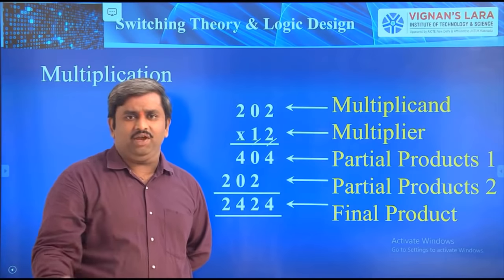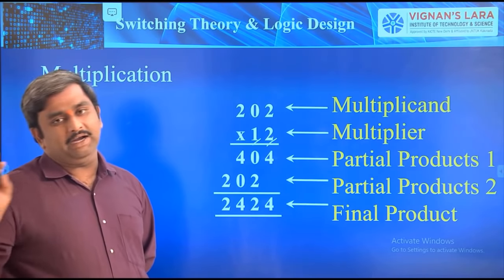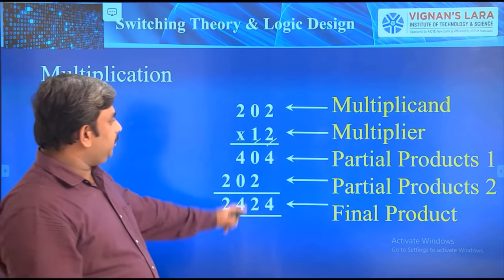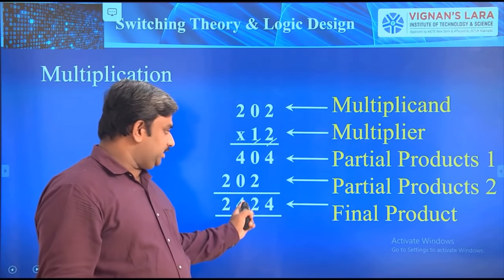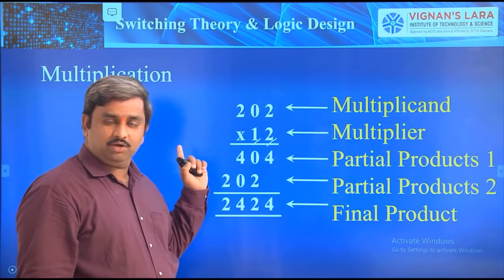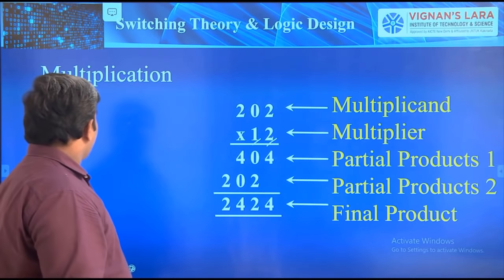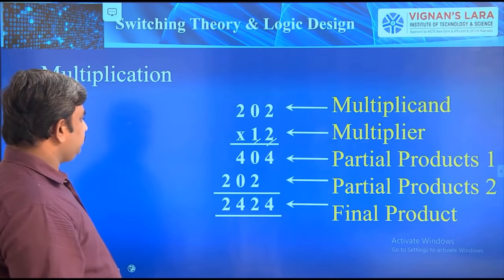The same way you have to perform binary multiplication also. In this multiplication, remember, this is the multiplicand and this is the multiplier. These are the partial products and this is the final product. Can we do one example on this multiplication?